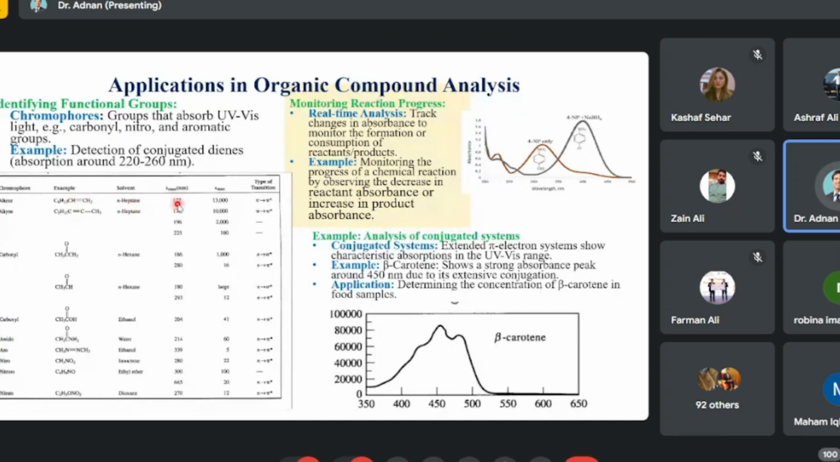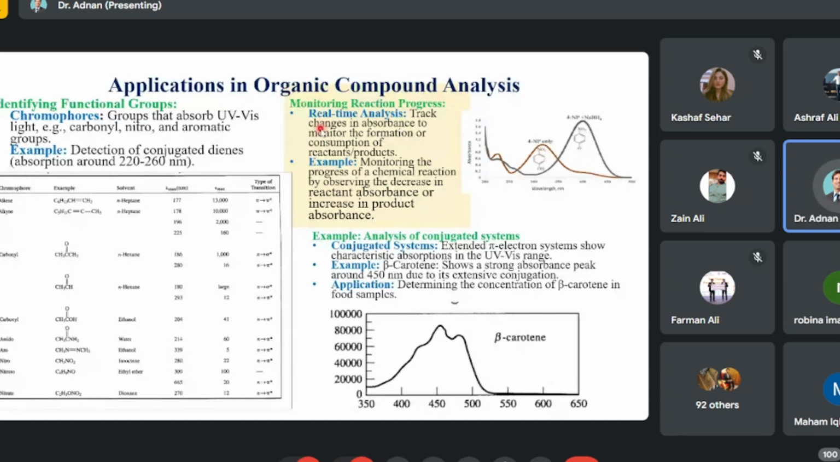It is absorbing at 177 nanometer. We have also calculated the molar absorptivity and its transition type. You can also monitor the reaction type, reaction progress of your compounds. Like, for example, if you don't have NMR or mass spectrometer, you can analyze the progress of a reaction.